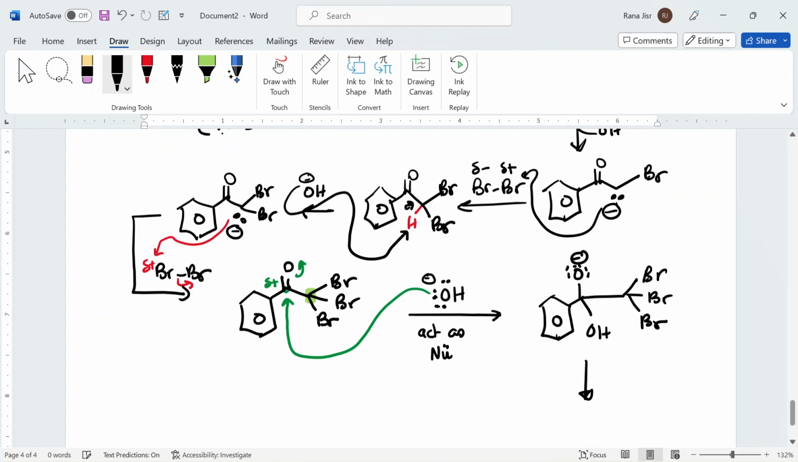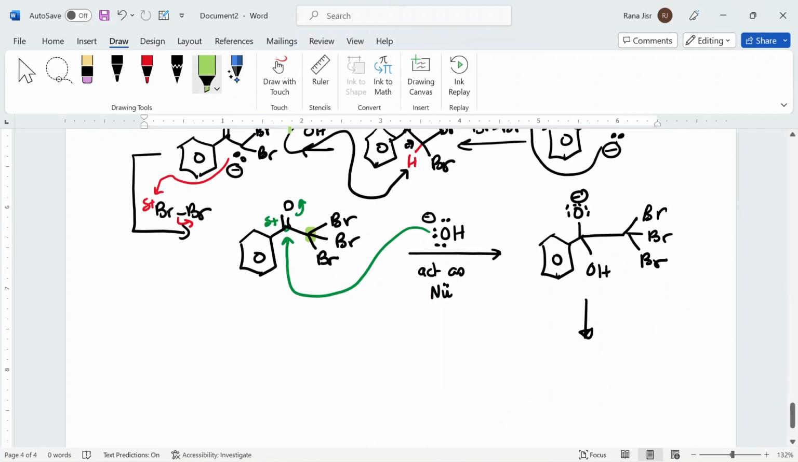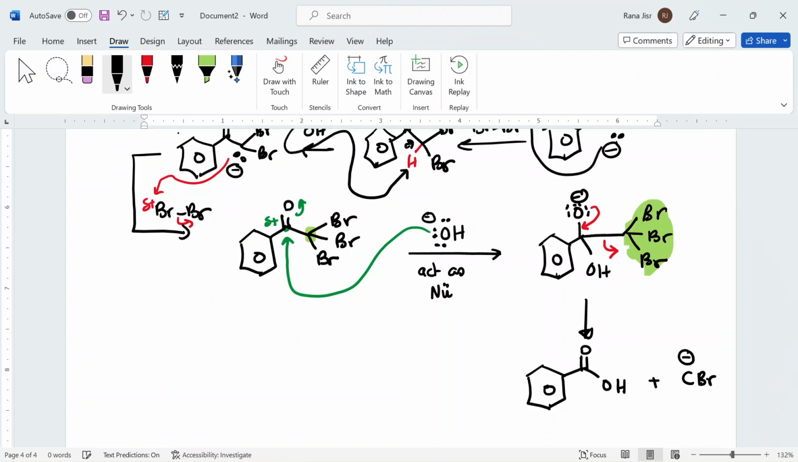Okay. Now, this thing is not very stable because I do have an excellent leaving group. This is a CBr3 over here. It's a very good leaving group because it's a weak base when it leaves. So it's an excellent leaving group. I can simply do resonance, form a double bond back again, and allow this whole thing to leave. So when it leaves, this is what I'm going to end up forming. I'm going to end up forming my carbonyl, my OH, plus the CBr3 negative. This is going to be my leaving group in there.